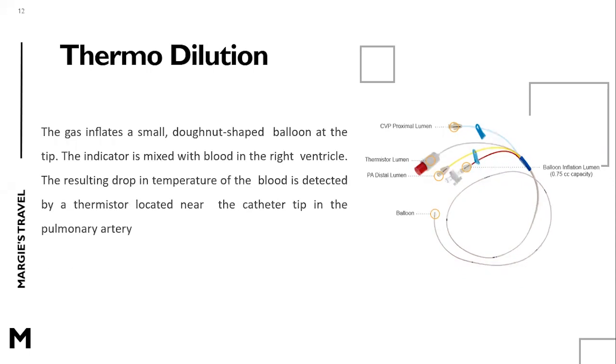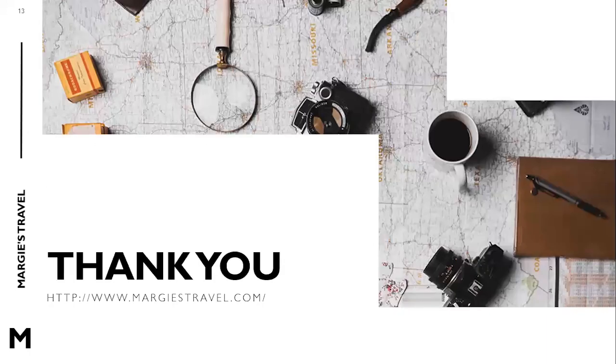The gas inflates a small, donut-shaped balloon at the tip. The indicator is mixed with blood in the right ventricle. The resulting drop in temperature of the blood is detected by a thermistor located near the catheter tip in the pulmonary artery.